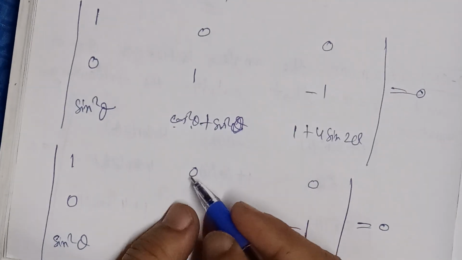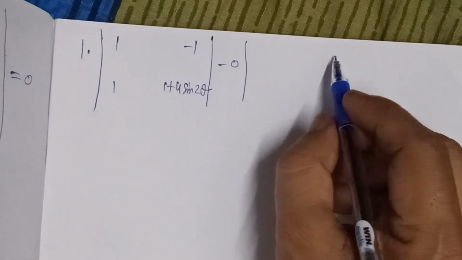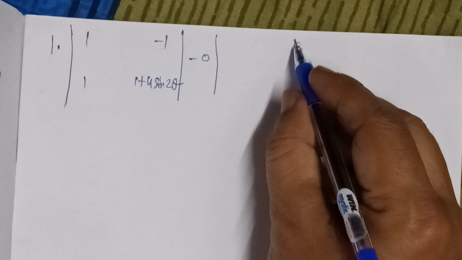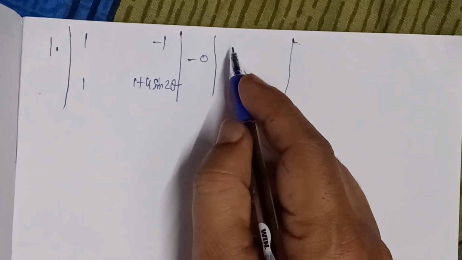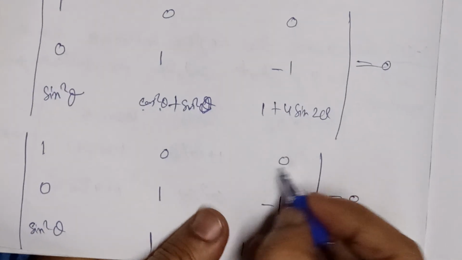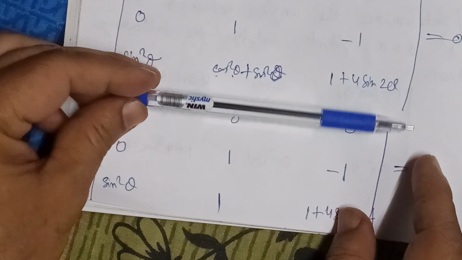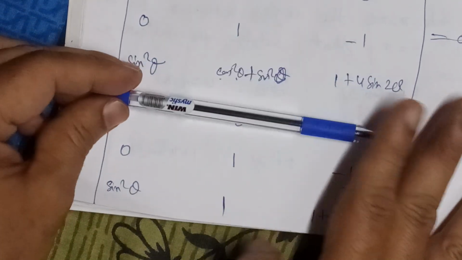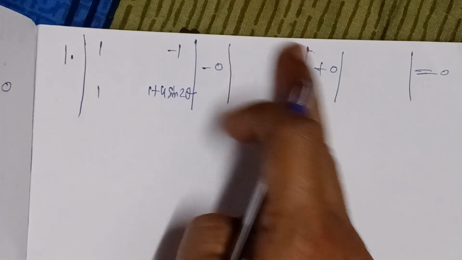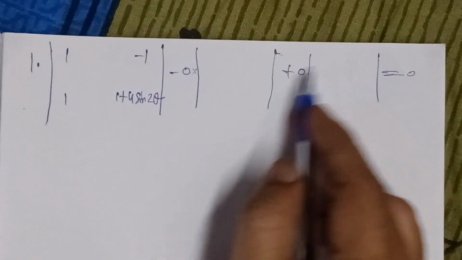If this value is not 0, then we write minus 0 and cover the row and column which passes through 0, and write the second order determinant. But you should not write this value, you only have to write it equal to 0. And if this value is not 0, we write plus 0 and the determinant, which after covering the row and column passing through this 0, I write this value. It is not necessary to write these two terms, because 0 into this determinant equals 0, and 0 into this determinant is 0. You should only write this value equal to 0.